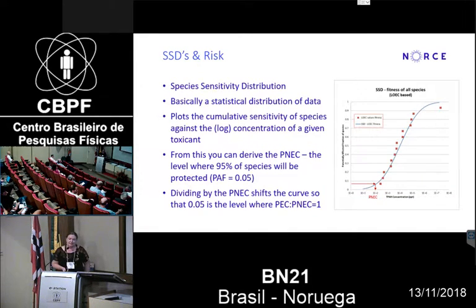So the model is based on something called an SSD, which is a species sensitivity distribution. And this is basically just a statistical distribution, and it plots the cumulative sensitivity of species against the concentration of the toxicant in the environment. And this is where you derive the PNEC. So the PNEC is the level where in risk assessment we usually have it set at 5%. So this means you protect 95% of the species.